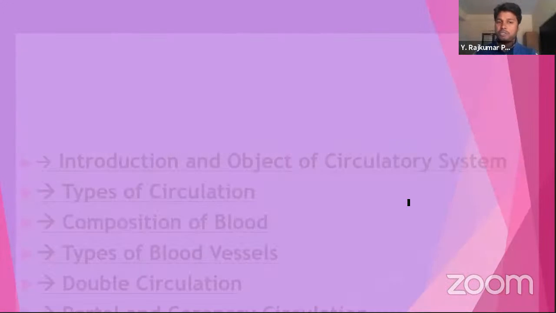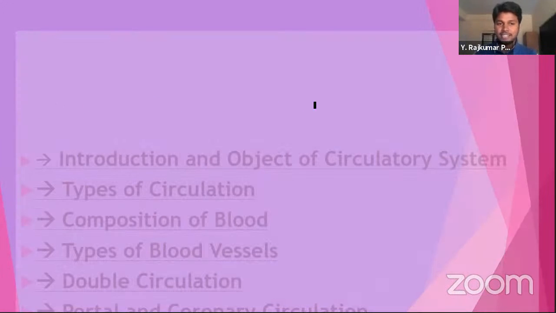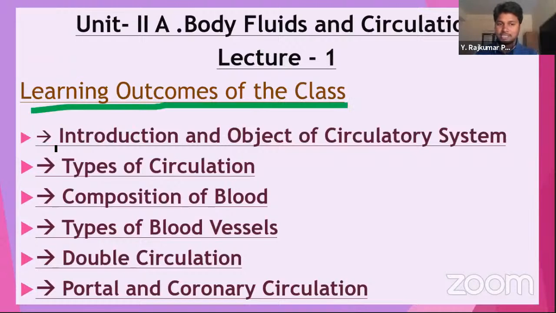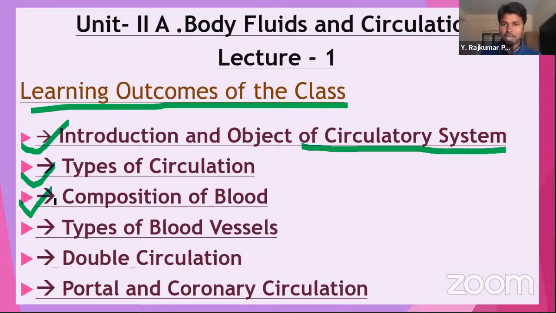Learning outcomes of the class. By the end of this class, you will be able to understand the circulatory system, the object of the circulatory system, the types of circulation present in animals, and the composition of blood, that is, the different components present in the blood. You have studied this in the first year, but I will still recap what blood is made of.